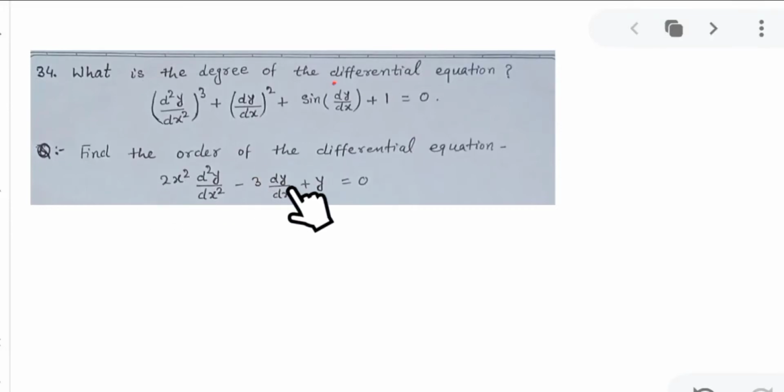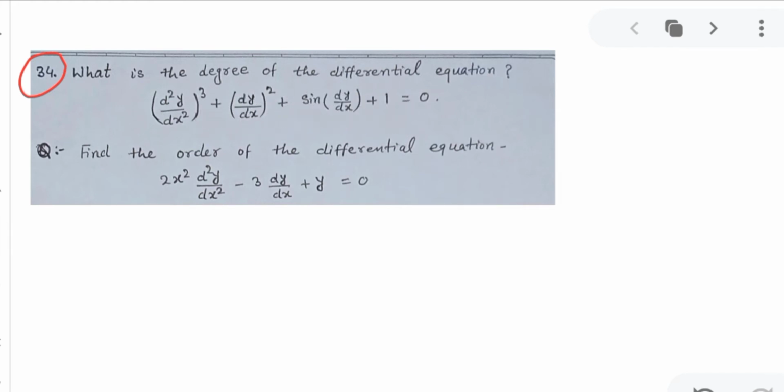Dear students, in this series of important questions for the 12th board exam, this is part 6 and we are discussing 1 mark questions. We'll start with question number 34. The question is, what is the degree of the differential equation? We have to find the degree.